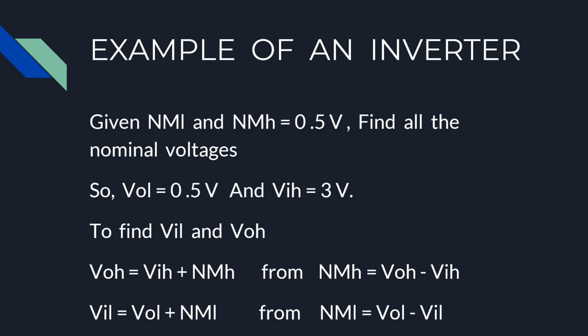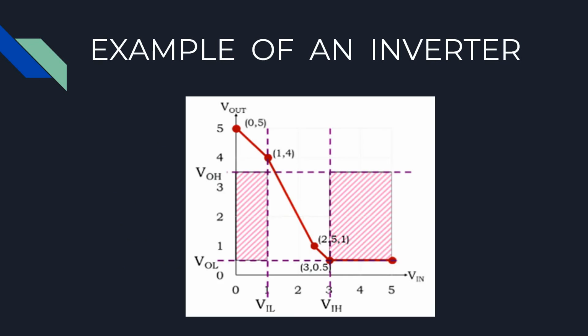We have VOL, which is 0.5 volts, and we have VIH, which is 3 volts. The actual VTC looks like this. You can see that this is VIH, which is 3 volts. This is VOL, which is 0.5 volts, X and Y coordinate. I hope you understand this. VIL, which is 1 volt. As you can see, this is 1 volt. And VOH, which is 3.5 volts, between 3 and 4, 3.5 volts.